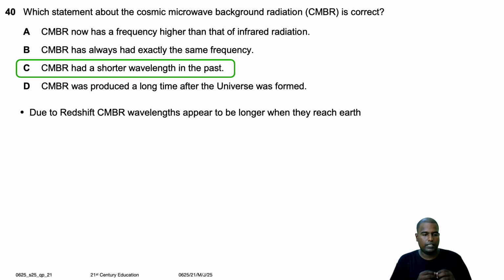When the light was emitted, it was in one place and it keeps on going. So it's receding, and the wavelength we receive will be longer. That's why it had a shorter wavelength in the past.